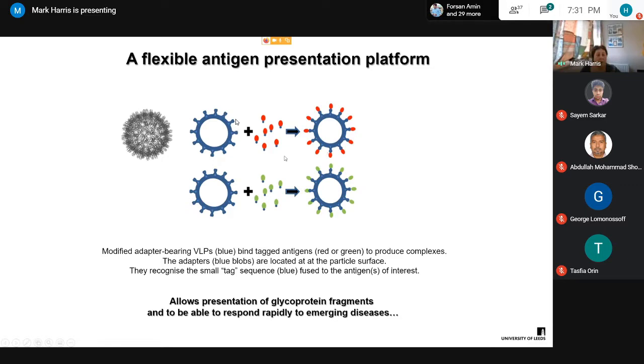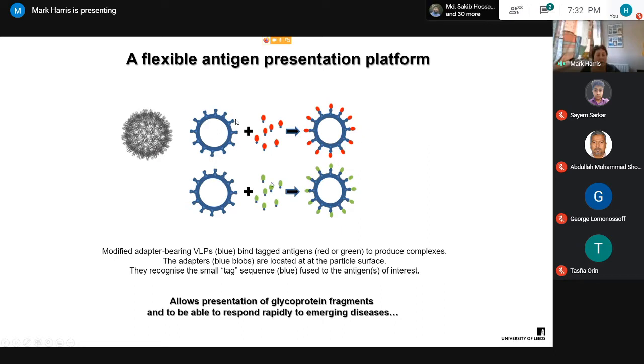So the advantage of doing this is that if you display antigens on a VLP surface, you get a better immune response than just having soluble antigens on their own. And by having this scaffold that you can reuse, you can change the antigens. So you could make a mixed vaccine, for example, or be able to respond very quickly to a pandemic situation, such as we have at the moment.